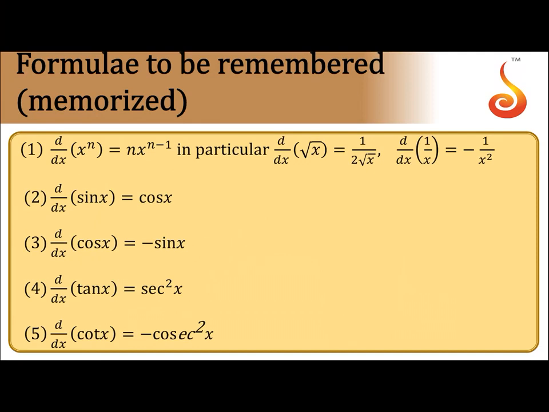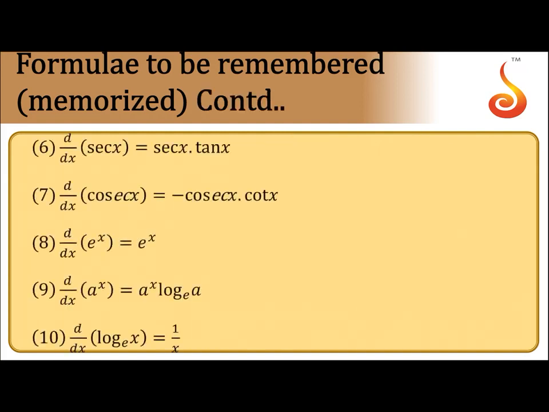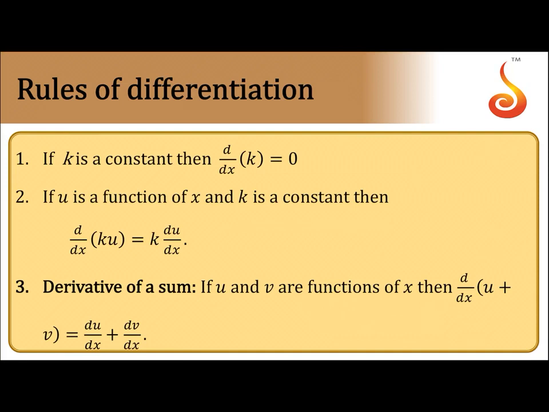We know the standard formulae from the previous classes. X power n, derivative n x to the power of n minus 1. I am just brushing up the formulae. Root x, derivative 1 by 2 root x. This is a special case. 1 by x, derivative minus 1 by x square, helps us in simplifying. And these are the trigonometric functions. Sine derivative cos, cos derivative minus sine, tan derivative secant square, and the remaining trigonometric functions. E power x derivative e power x, a power x derivative a power x log a, log x derivative is 1 by x.